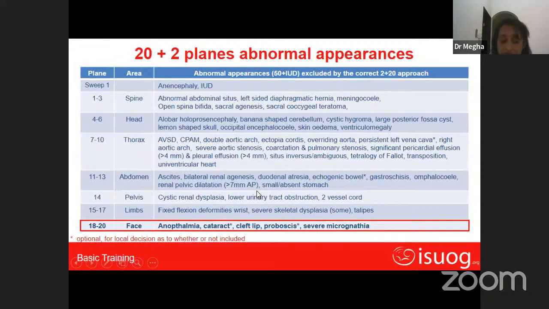There are a number of facial anomalies that can be picked up on antenatal scan. It's not possible to go through each one of them, but today I'm going to just cover two of them: the cleft lip, and by that I mean the lateral cleft lip, and severe micrognathia.